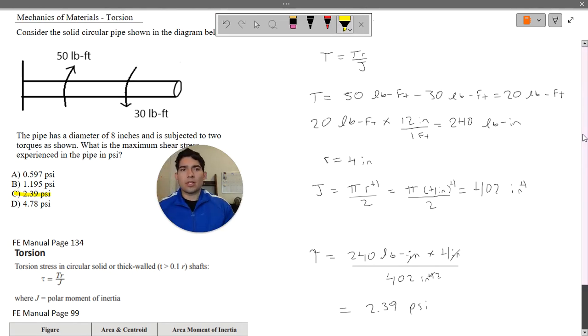So that was a pretty straightforward mechanics of materials problem. There was a few things going on and a couple of formulas we used, but if you just follow these steps, you should be able to tackle a problem like this on the FE exam.